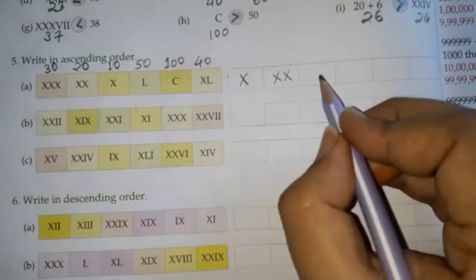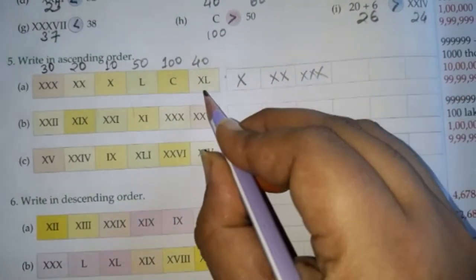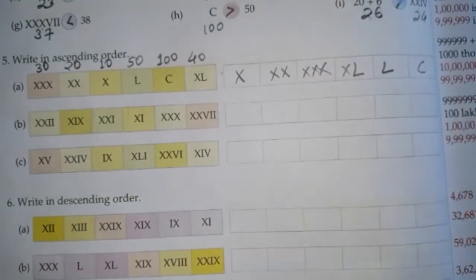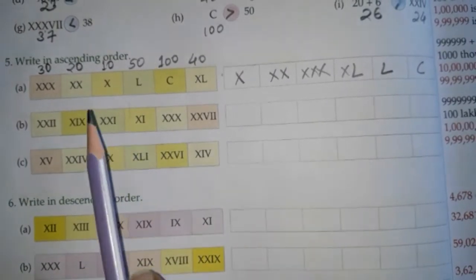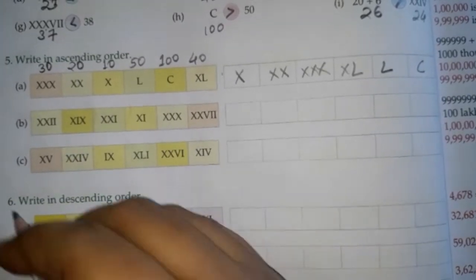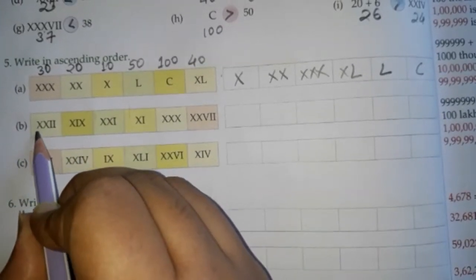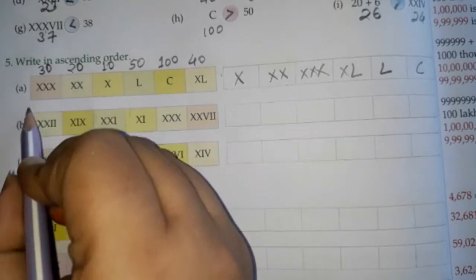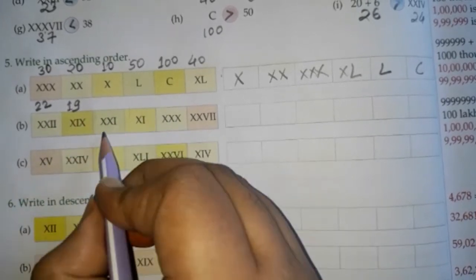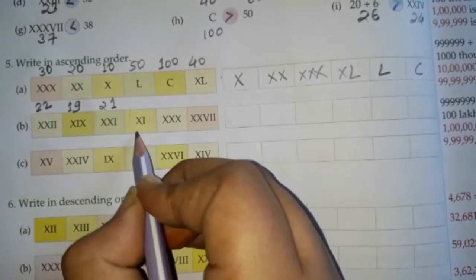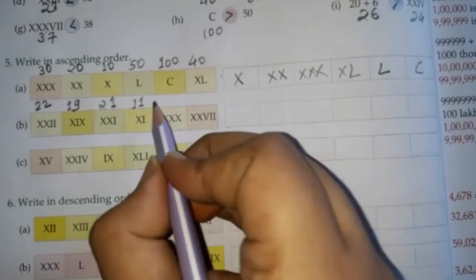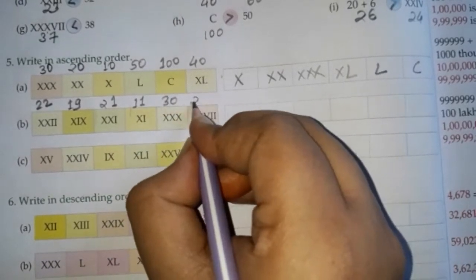Double X, then 30, then this 40 XL, then 50 L, then 100 C. See, we have to write the Roman numerals, not the Hindu-Arabic numerals. We have just converted for making it easier for us to understand. Next is converted in Roman numerals, that is 22. It is 19. It is 21. It is 11. It is 30 and it is 27.